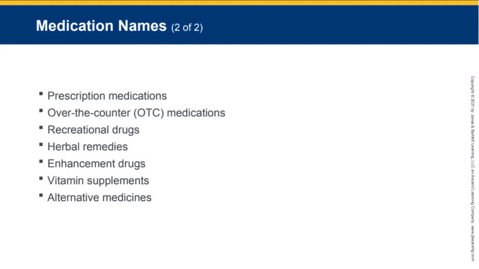Vitamins. Well, since this COVID-19 thing, this has been a very popular group of drugs. Vitamins. Everybody wants their vitamin C, their zinc, their vitamin D3. And then there are alternative medicines. This is like your acupuncture, your chiropractic techniques, and so forth.